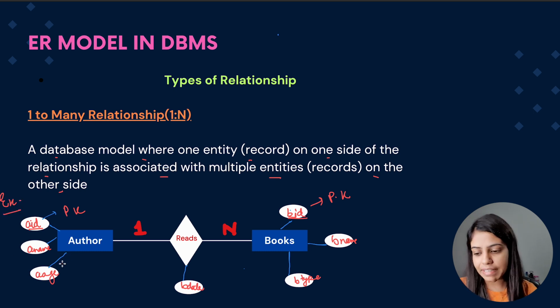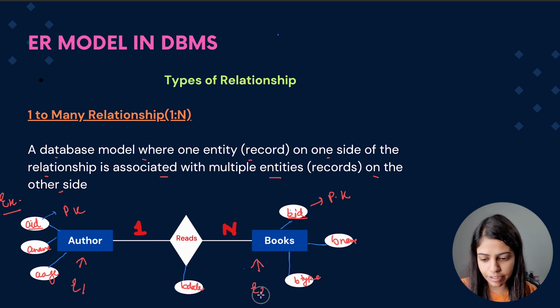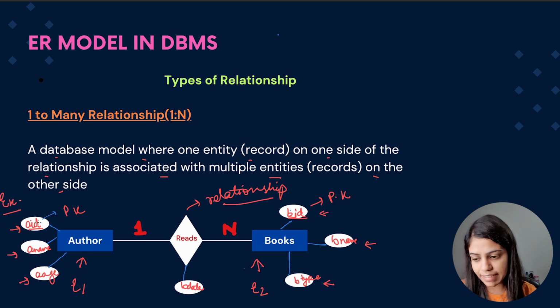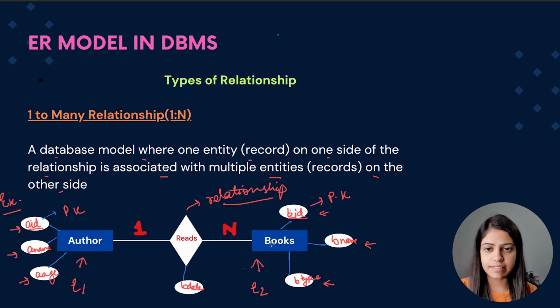There are two entities. The first one is an author entity, entity E1, and the second entity is the book entity, that is entity E2. Now author reads book. Reads is the relationship between these two entities. There are certain characteristics of entities that are called attributes. Here are attributes such as author ID, author name and author age. Here are some attributes such as book ID, book name and book type. In the author entity, author ID is the primary key, and in the book entity, book ID is the primary key.